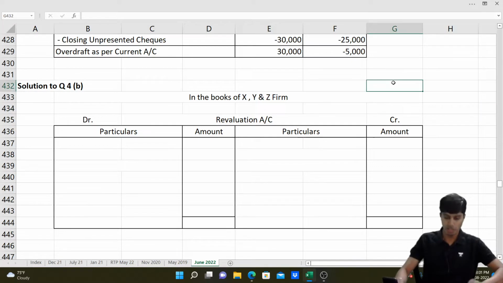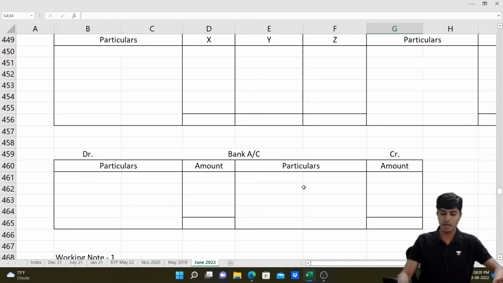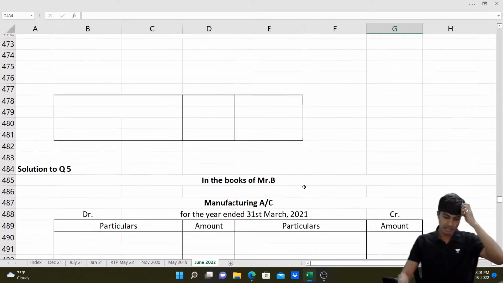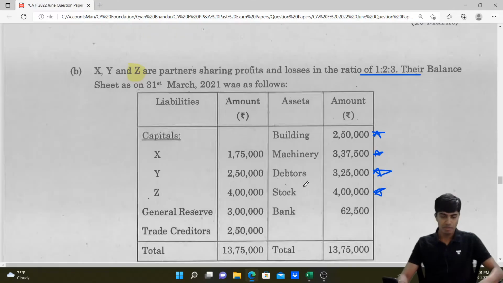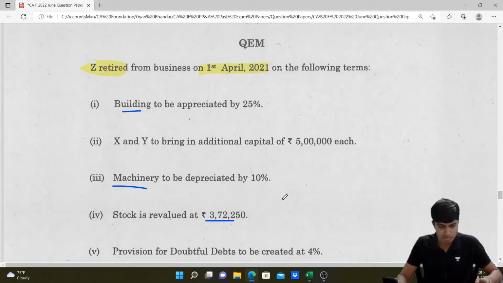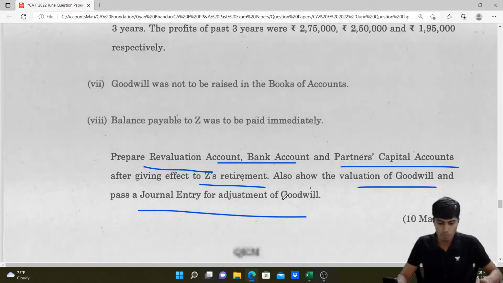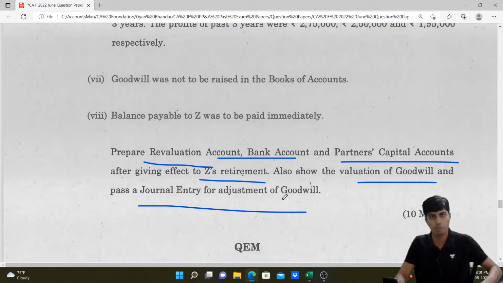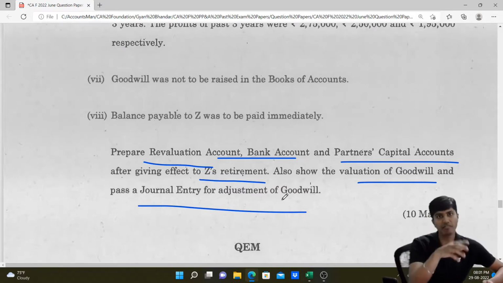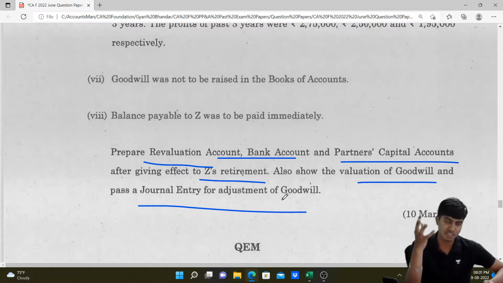So question number 4B. We're starting with revaluation account. I'll just drop the format of revaluation, partners' capital, bank, and start with the transactions. And have they asked for a balance sheet? Nope, they haven't asked for a balance sheet, so we will not prepare it. If it was a regular class, I would have done much more. I would have prepared the balance sheet also, though they have not asked. But considering that this is not a regular class, we will not be preparing something that they have not asked.